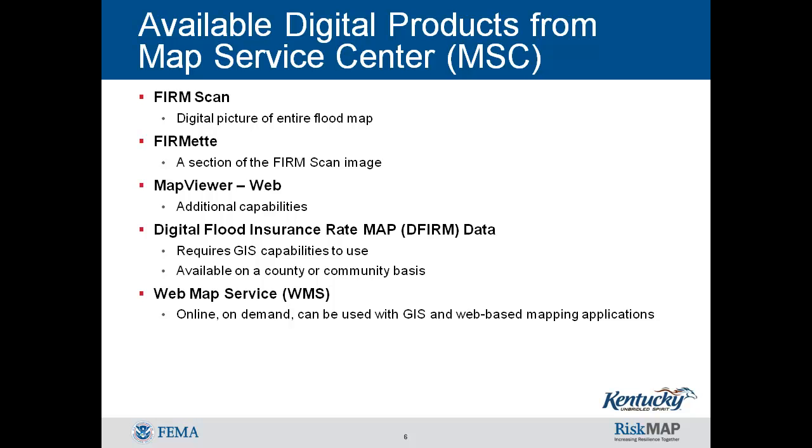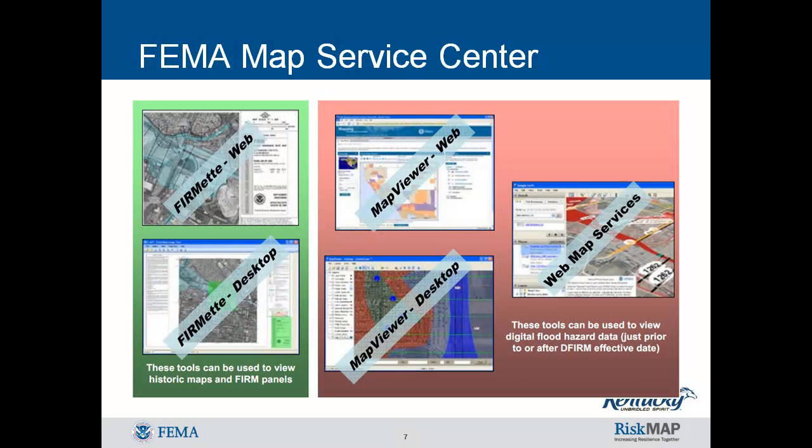Many digital products are available from the Map Service Center, such as a FIRM scan that can be downloaded or delivered on CD, a FIRMette, which is the simplest way to view information for a specific location, the MapViewer, which allows flood hazard info to be selected and displayed in custom maps, and DFIRM data, which can be downloaded or delivered on CD, also available as statewide National Flood Hazard Layer datasets deliverable on DVD and changes from letters of map revision. The FEMA Map Service Center is located at the web address msc.fema.gov and is an online tool for viewing and printing official FEMA maps.